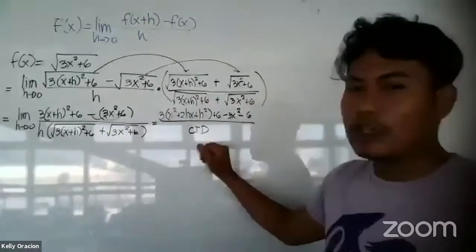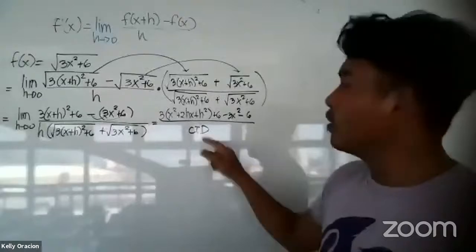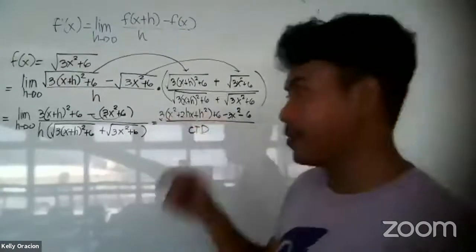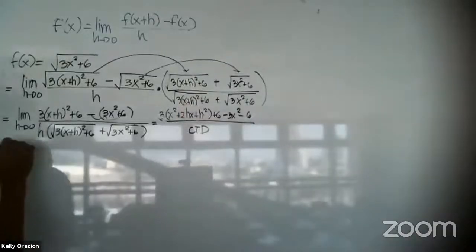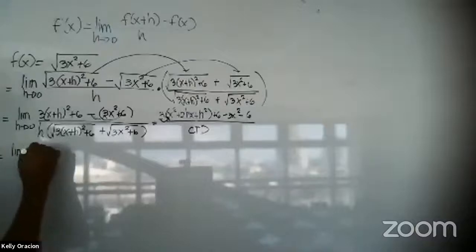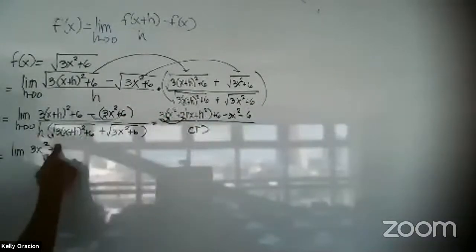Sige. So before mo mag-simplify, you are going to distribute muna this one. I-distribute. So 3 times x squared, that's 3x squared. 3 times 2hx, that's 6.